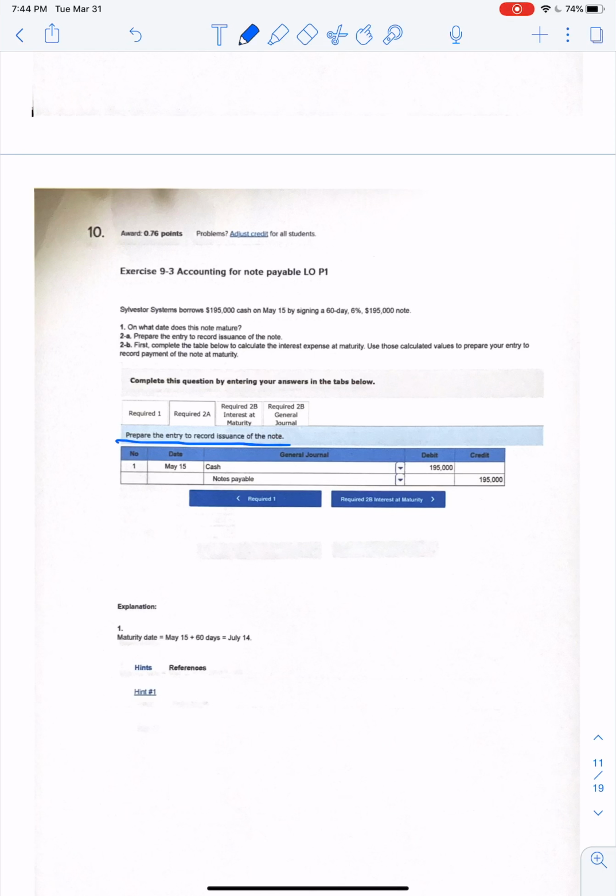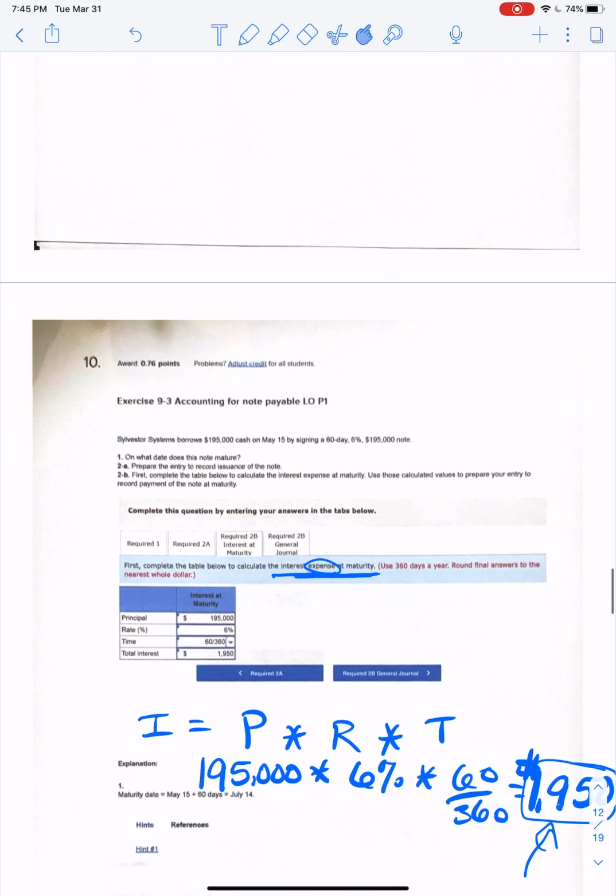So in this case, we got cash from the bank. Cash is an asset. It goes on the balance sheet, and it increases with a debit. But we didn't just get cash, right? They didn't give us cash for free. They gave us cash in exchange for a promise. And that promise was to pay them back not just the amount we borrowed, this $195,000, but also interest as well. So on May the 15th, when the loan was received, we debit the cash account for $195,000 and credit the notes payable account for $195,000. And that's the end of part number 2.